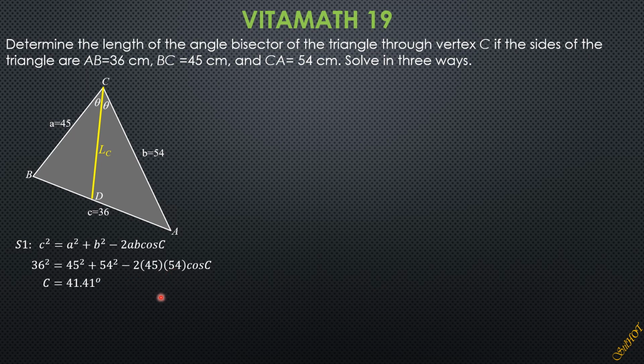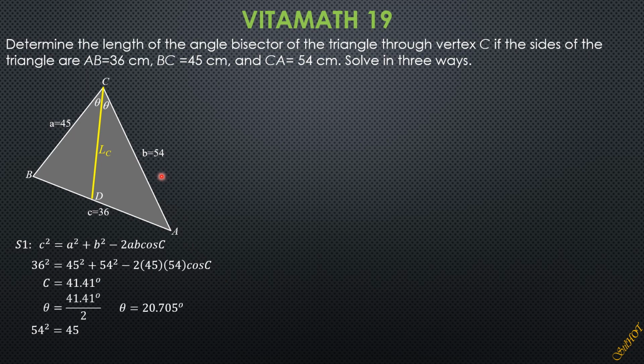Then arc cosine of the answer. So therefore, theta is angle C over 2. 41.41 degrees divided by 2 is 20.705 degrees. Then we apply cosine law again in this triangle ABC. Let's solve for angle B. You can also solve angle A if you want, but in my presentation, I'll just solve angle B. Maybe in your free time, you solve for angle A.